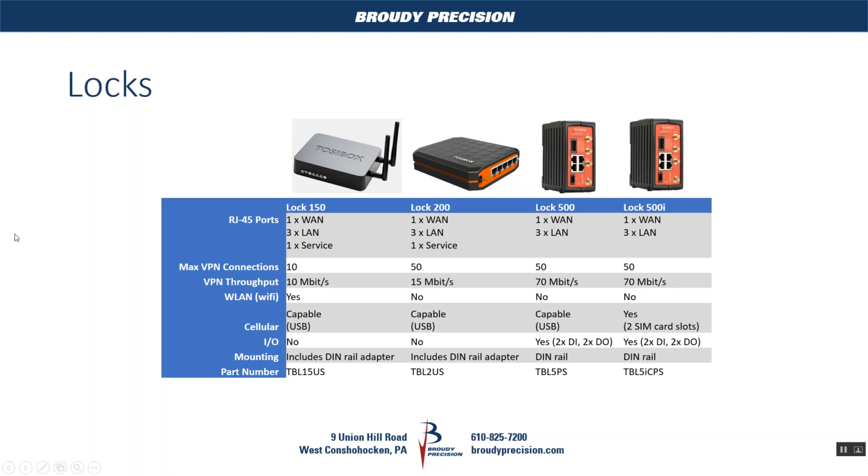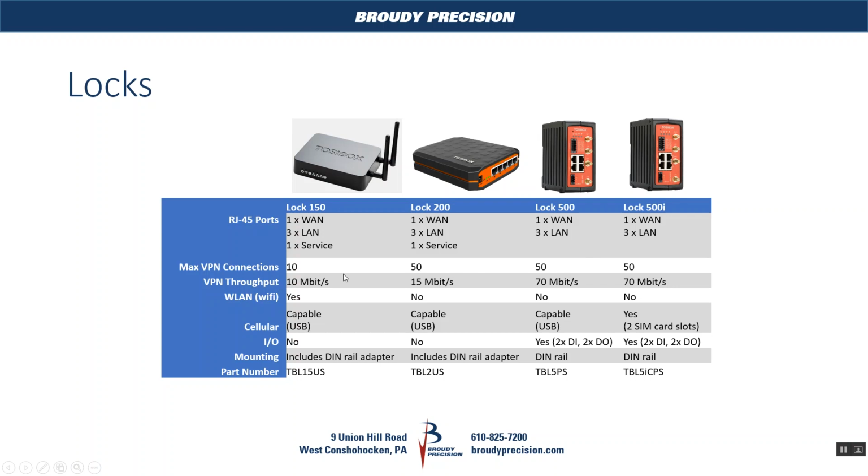So the main differentiator between all of the models of the Tosibox is our VPN throughput capabilities. So our lock 150 can do 10 concurrent connections for VPN at one time. This doesn't mean that you can only have 10 users associated with the lock. It just means you can only have 10 users connected to that lock at the exact same time. The 200 gives us 50 users, and the same with the 500.